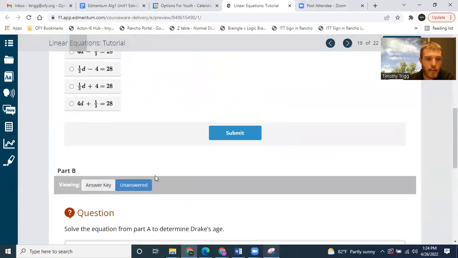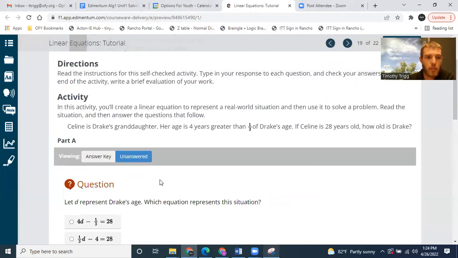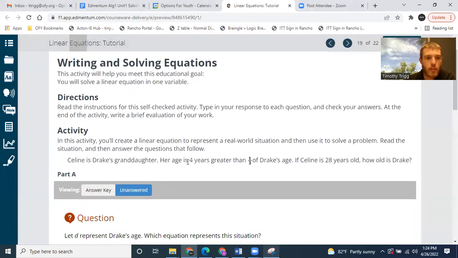Okay, so now we have this brief activity. It's only a couple problems, but let's go ahead and go over them. In this activity, you'll create a linear equation to represent a real-world situation and then use it to solve a problem. Read the situation and then answer the questions that follow. Celine is Drake's granddaughter. Her age is 4 years greater than 1/3 of Drake's age. If Celine is 28 years old, how old is Drake?